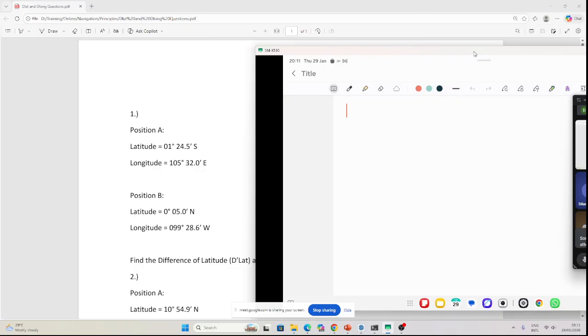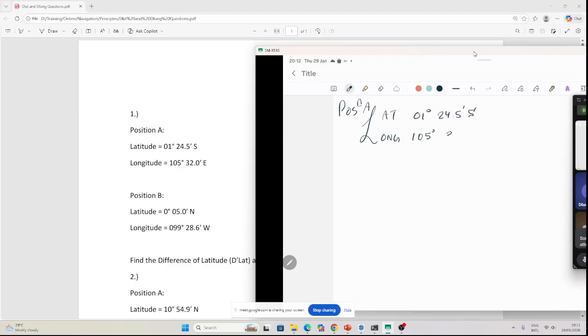Okay, right. So I will copy the sum here. You can see the latitude, position A is latitude 01 degrees 24.5 minutes south, and longitude is 105 degrees 32.0 minutes east, and position B is latitude, longitude.